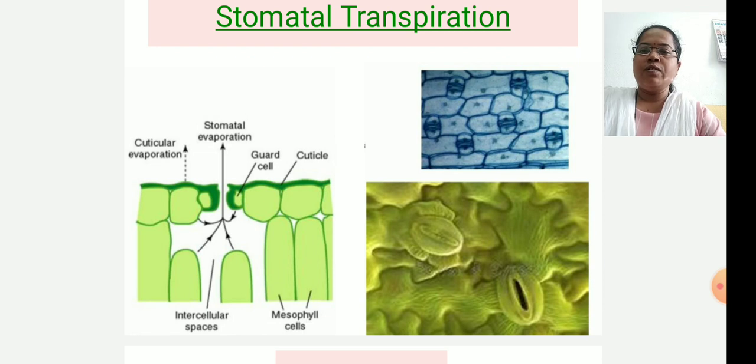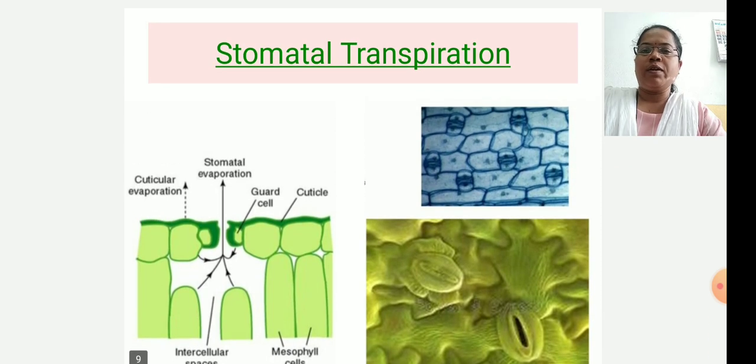Look at this here. The transverse section of a leaf is clearly seen. Here stomata and guard cells are present, and then the cuticle is present. Then stomatal evaporation is taking place through the stomata, and cuticular evaporation is taking place through the cuticle. Here the stomata are clearly seen. Two kidney shaped guard cells, which internally have a stomatal pore, and these guard cells are surrounded by the subsidiary cells. So this is the structure of the stomata.